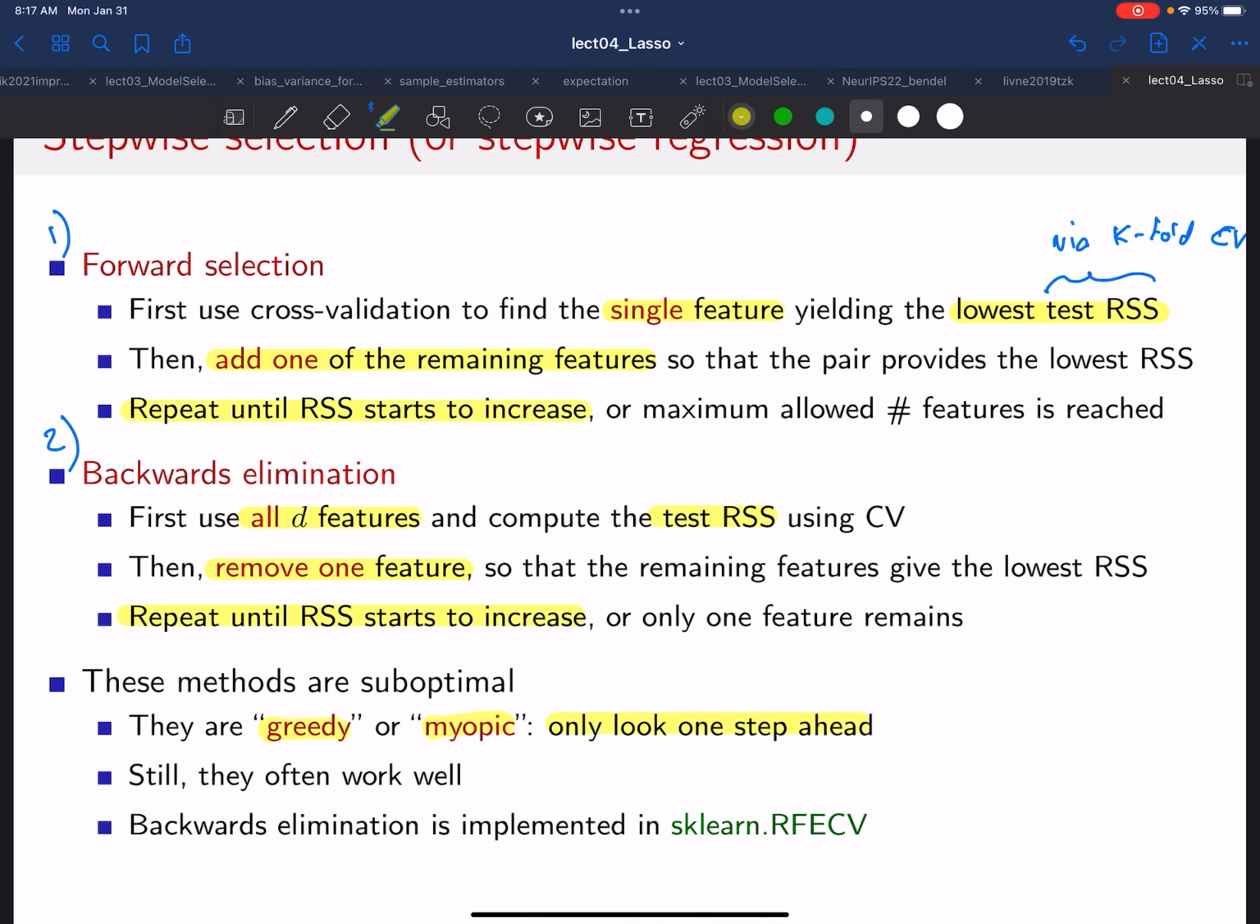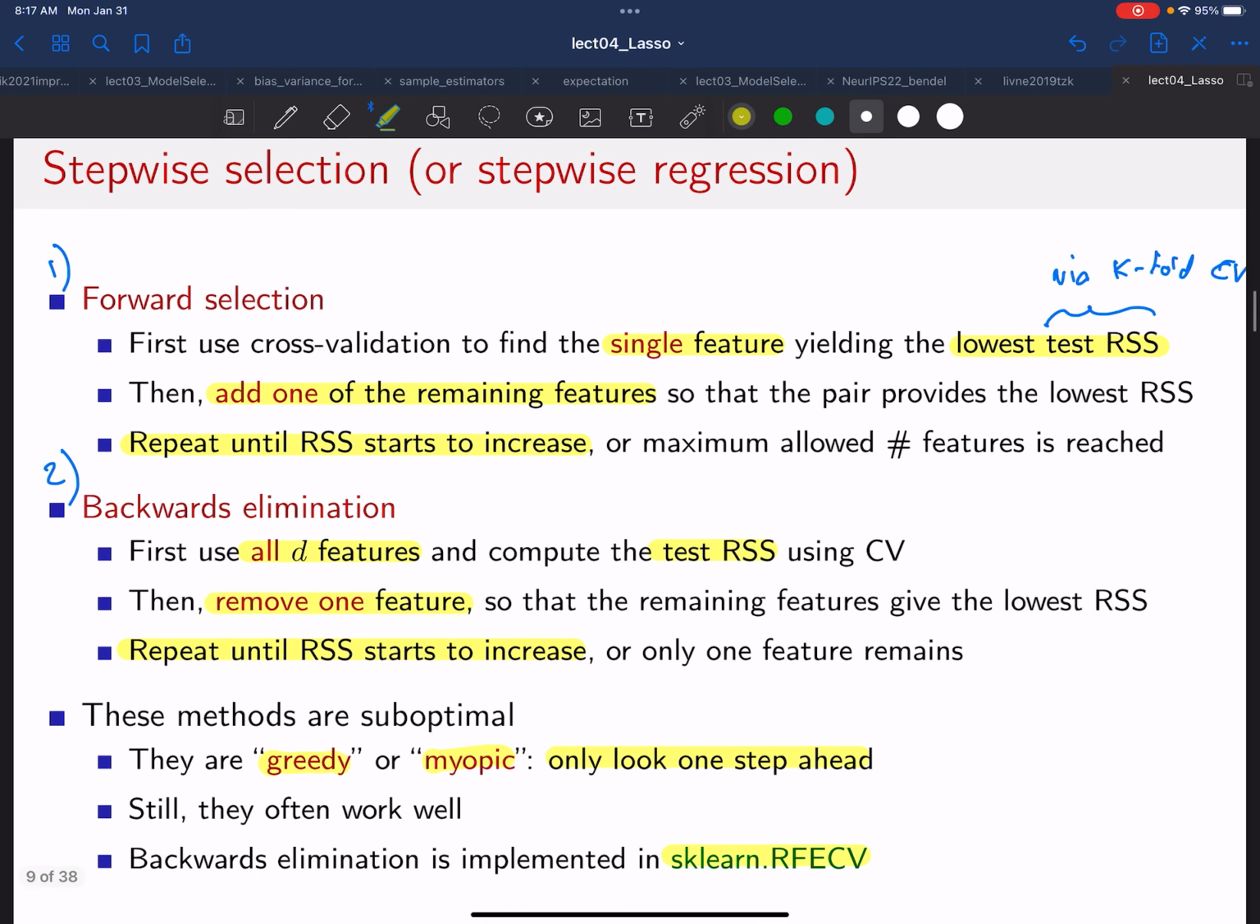And backwards elimination is implemented in this routine sklearn RFECV. That means recursive feature elimination by cross-validation. Okay, so that's one approach. There's an example of this in the demo, though I don't have any snapshots in the slides. It's pretty straightforward to use. Any questions on this approach?